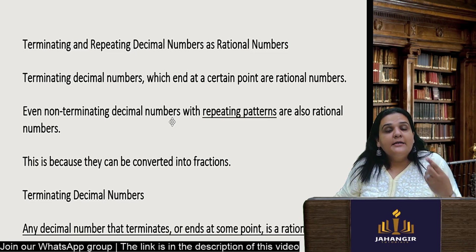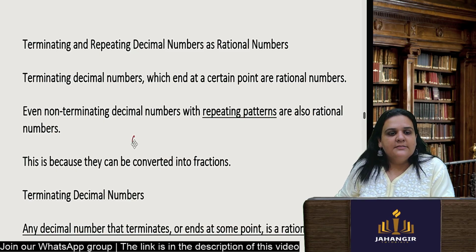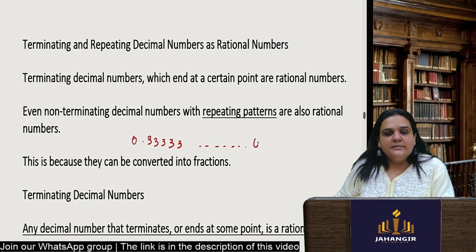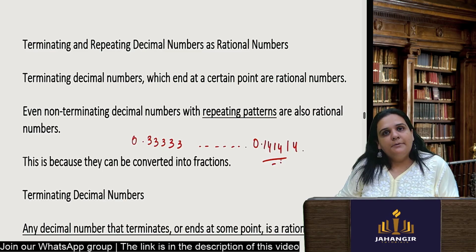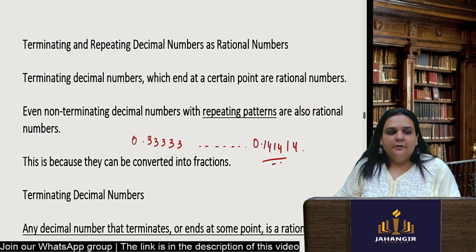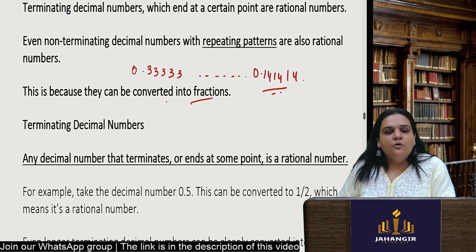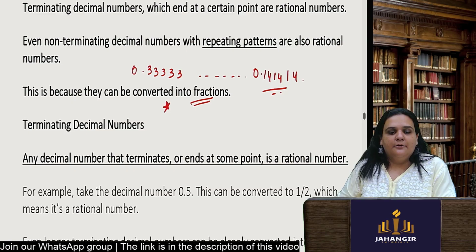One is terminating, they are rational only. But if they have a repeating pattern, where the same pattern comes repetitively, like 0.3333, it might just go on. Or I can say 0.141414. It might not terminate, but they have the same pattern. Why are they rational numbers? Because they can be converted into fractions. Very important conclusion.